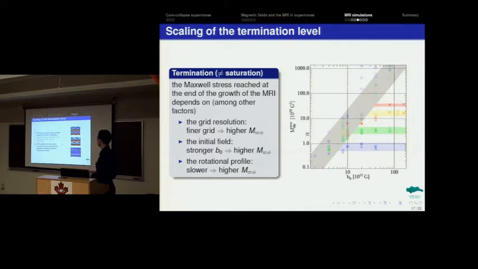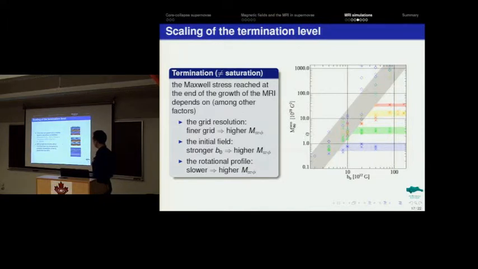Now, could you go back to the previous slide? So the rotational profile, if it's slower, you get a higher Maxwell stress. Yes. But that has to have some limit, because ultimately you're feeding off shear. So in a regime where resolution is playing a role, you find this inverse relation, but to what extent is that just a function of resolution? It is, I mean, maybe I'll explain where this comes from and then discuss.